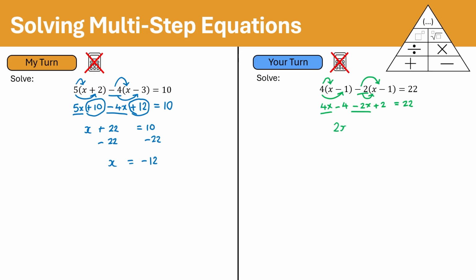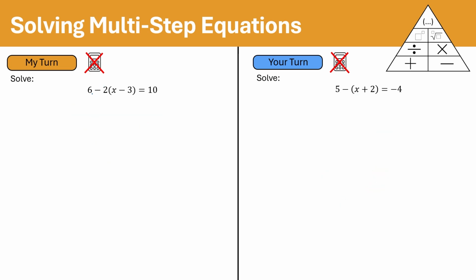to give me 2x. And I'll collect negative 4 and 2 together. Just be careful to consider that as negative 4. Some people don't circle the symbol in front of the number, but you need to do that. Negative 4 add 2 is negative 2. That's equal to 22. Then add 2 to both sides of your equation, leaving you with 2x is equal to 24. And then divide both sides by 2, giving you an answer of x is equal to 12.